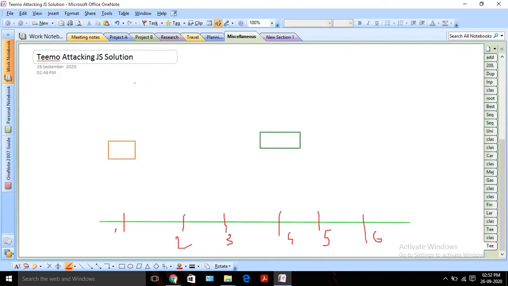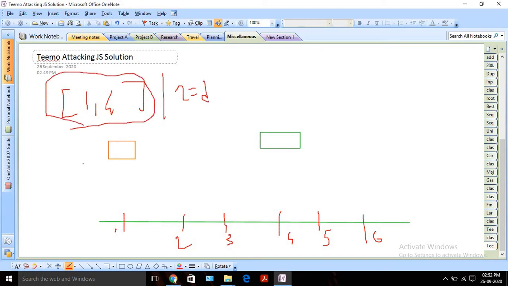Suppose for the first example, our input array is 1, 4, and the duration is 2. So this is our duration value and this is our given timestamp array. Suppose this is person A and this is the second person B. Person A can attack B, and whenever person A attacks B, the second person will be poisoned for the given duration. So in this case, person B will be poisoned for 2 seconds.